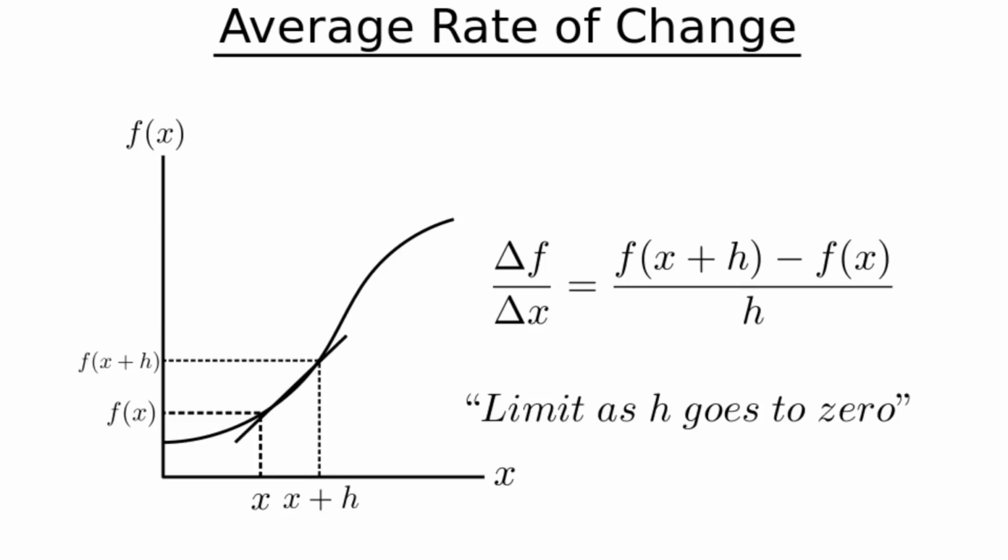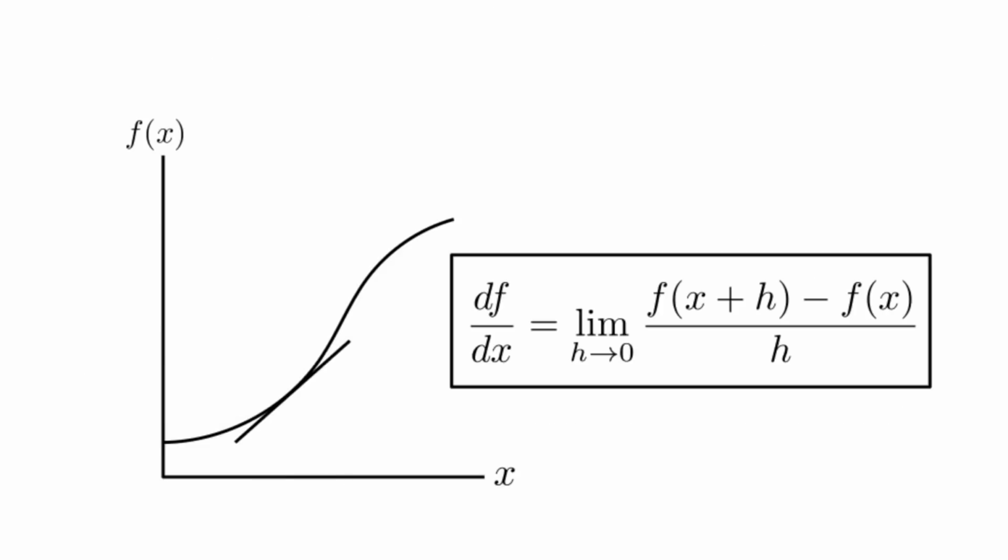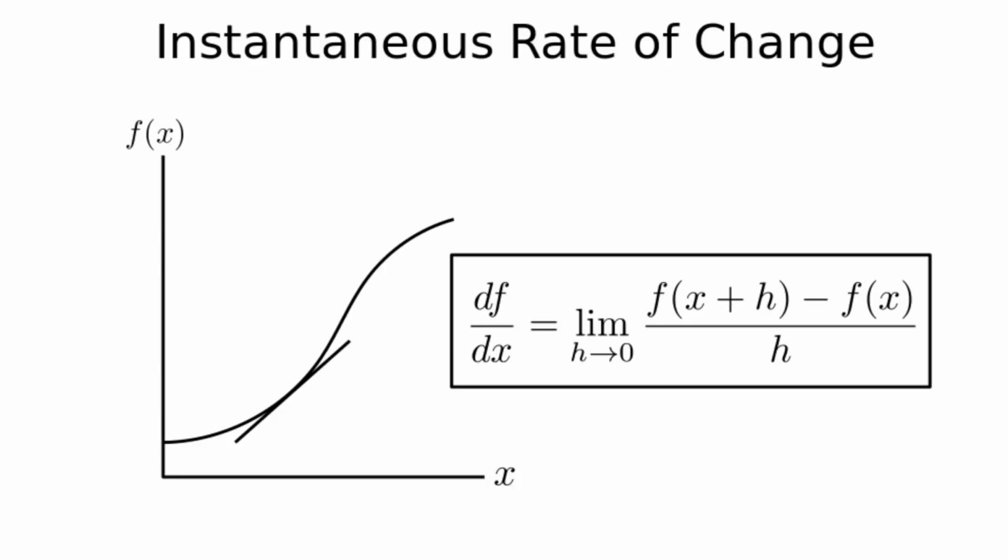So now we can write our rate of change as df dx is equal to the limit as h goes to 0 of f of x plus h minus f of x divided by h. This is known as an instantaneous rate of change, or a derivative.